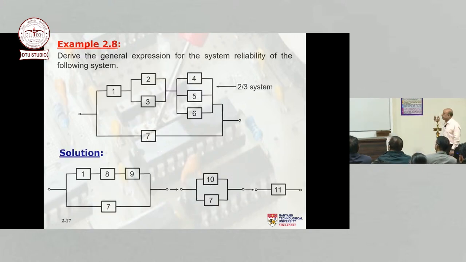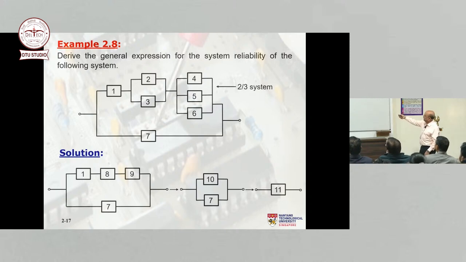Another example. Derive the general expression for the system reliability of the following system. So this one, if nothing is stated, means it is fully redundant, meaning only 1 out of these 2 is required for system success. But here it is stated it is a 2 by 3 system. So again, you need any 2 or all 3, correct, for system success. And of course, we already know that this is in series with this, is in series with this, and then all this is in parallel with 7.